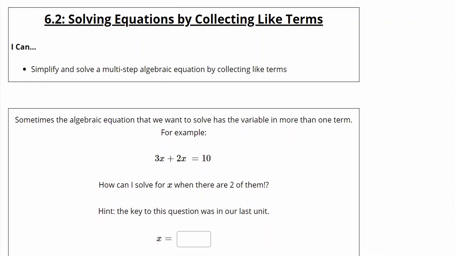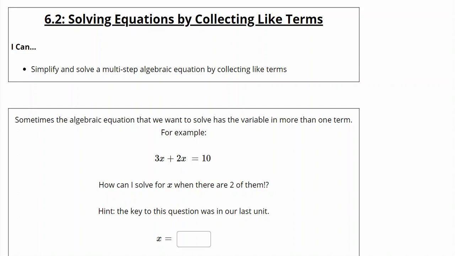Well, if we were going to do what we were doing in the last lesson, then we would need to get x on its own, and then get all the numbers to the other side. But you probably immediately see that we have an issue here. We have two x's. Which one do I get on its own? So this is where we're going to do something called collecting like terms.